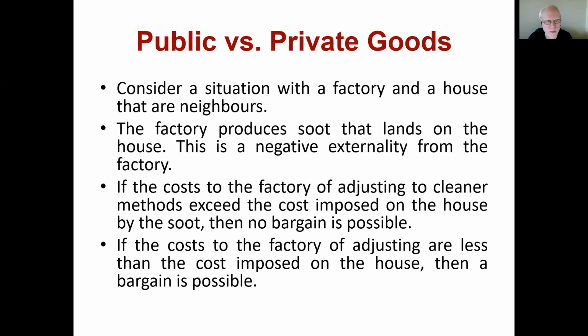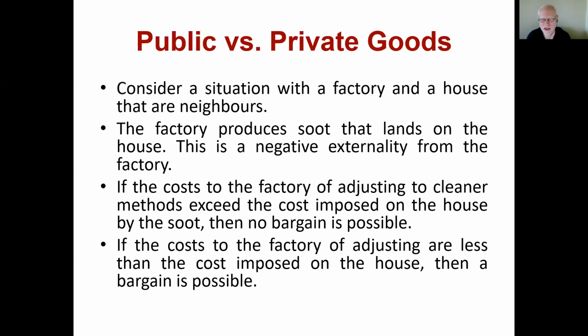So let's look at public versus private goods and the difference. Let's consider a situation with a factory and a house that are neighbors, so there's a house right beside a factory. The factory produces soot that lands on the house, and so this is a negative externality from the factory. Some form of pollution is produced, and it lands on the house, so it causes a cost. So this factory produces a negative cost for the house. If the cost to the factory of adjusting to cleaner methods exceeds the cost imposed on the house by the soot, then no bargain is possible.